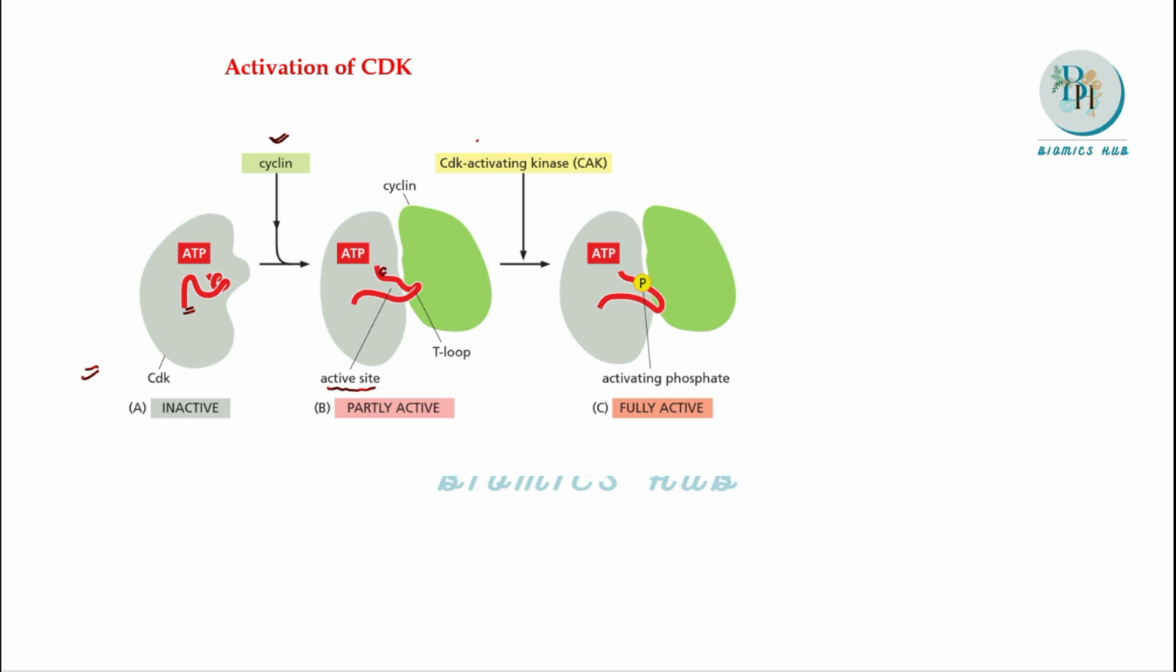With the help of another kinase, the CDK activating kinase, this T loop is phosphorylated. The activating site of the T loop is phosphorylated because, as we know, the kinase helps in phosphorylation, it is being activated, and now the CDK which was in the inactive form is now in the active form.